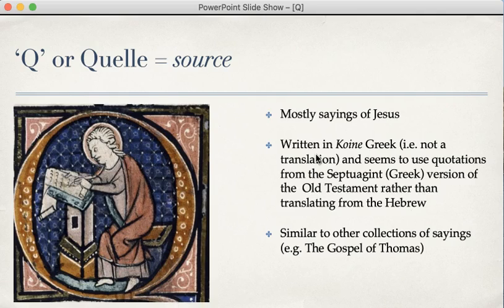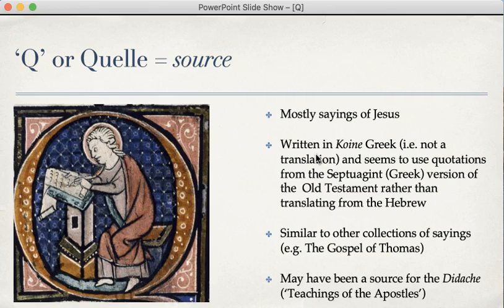A collection of sayings like this wouldn't be unusual in the ancient world. The Gospel of Thomas, for example, consists of a collection of sayings. And also a very ancient Christian document called the Didache, the Teachings of the Apostles, also appears to have used these sayings as one of its sources.